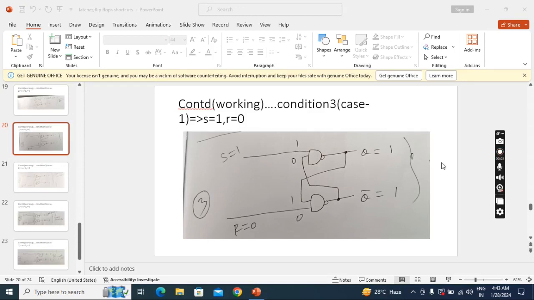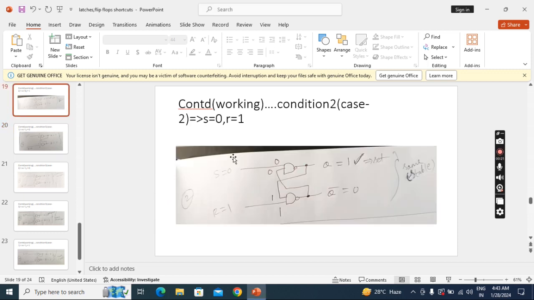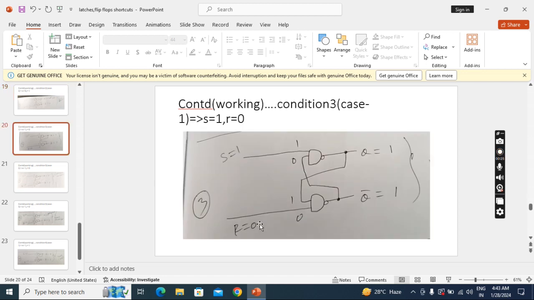In this third condition also, we have to check with the different cases until getting stable output. So this is condition 3, case 1. S equal to 1, R equal to 0. So this is S1, this R0. What about this 0, 1? Previous outputs. What are the previous outputs? Q1. That Q1 will come here. And Q bar 0 will come here. Previous Q bar 0.